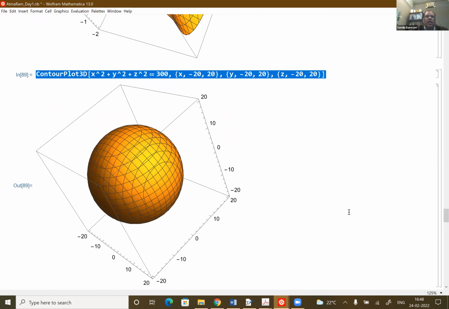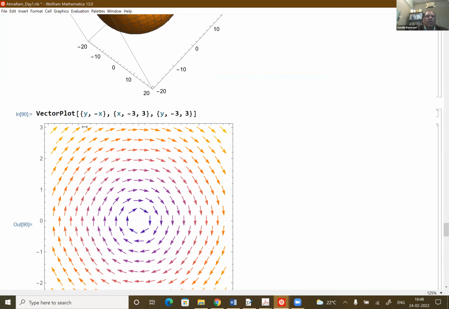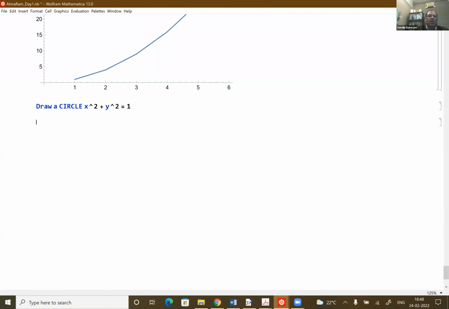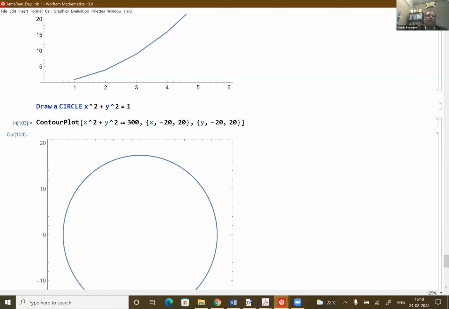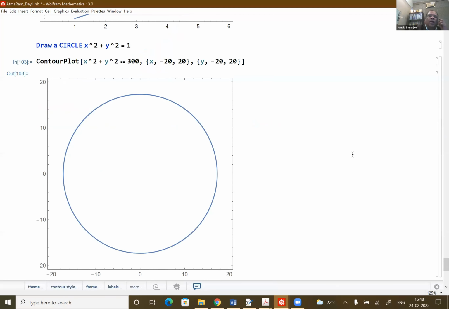So if I want a circle, I will just use ContourPlot. I will remove z square and I will remove this one. So this should give me a circle, and it does. So there are multiple ways of plotting, and this is one of them.